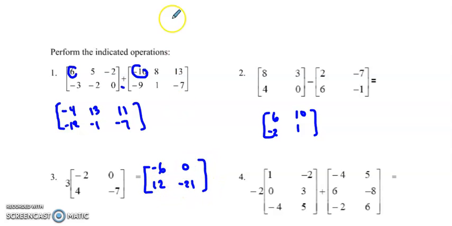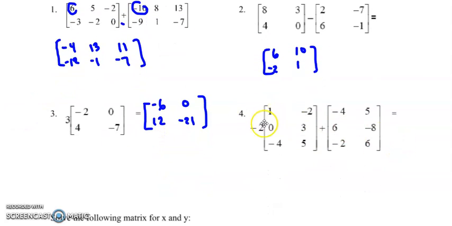And then we get slightly more complicated on number 4 because we're not only doing a scalar multiplication, but then we're adding. So the way we'll handle this is for each entry, we'll multiply first by -2, and then we'll add the corresponding entry in the second matrix. So we have -2 minus 4 is -6. -2 times -2 is 4, plus 5 is 9. -2 times 0 plus 6 is 6.